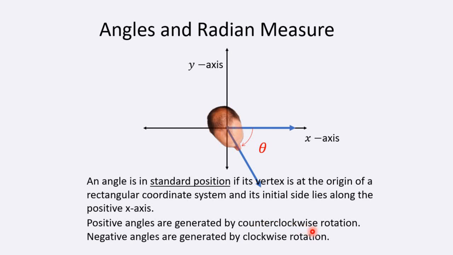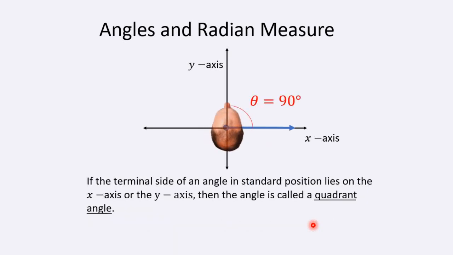All right. Now there are some special angles, and they're called quadrant angles. The first one I want to look at is 90 degrees. So we rotate a quarter turn, and when you do that quarter rotation, that's a 90-degree rotation. The terminal side of your angle will be along the positive y-axis. Whenever the terminal side of an angle lies along either the x or y-axis, the angle is called a quadrant angle. So 90 degrees, a quarter turn, is a quadrant angle.